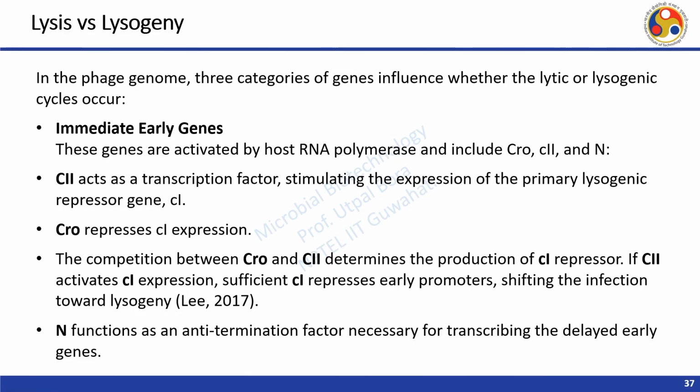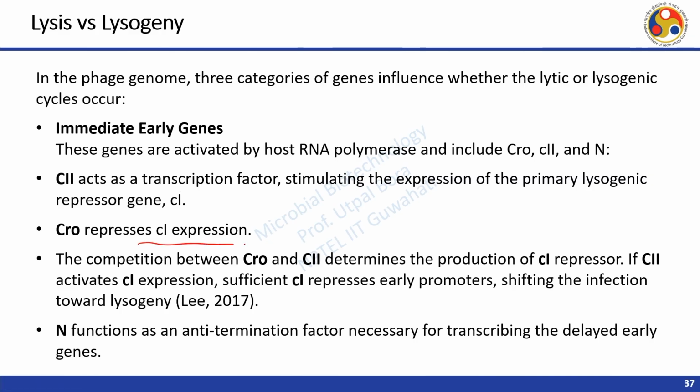Let us have a comparison between lysis and lysogeny. In the phage genome, three categories of genes influence whether the lytic or lysogenic cycle would occur. Number one is the immediate early genes. These genes are activated by host RNA polymerases and include CRO, CII and N. CII acts as a transcription factor, stimulating the expression of the primary lysogenic repressor gene CI.